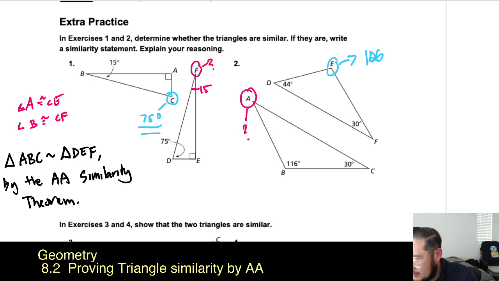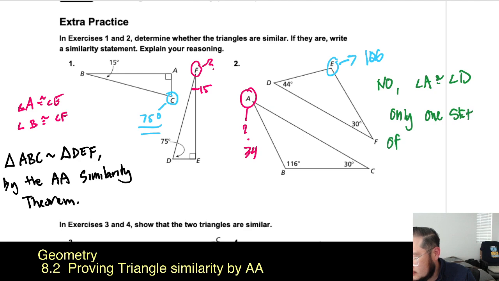Okay, so are these similar? I'll give a big fat no, because we can say angle A is not congruent to angle D. We only have one set of congruent angles. Remember, we need two. So that doesn't work out for us right there.